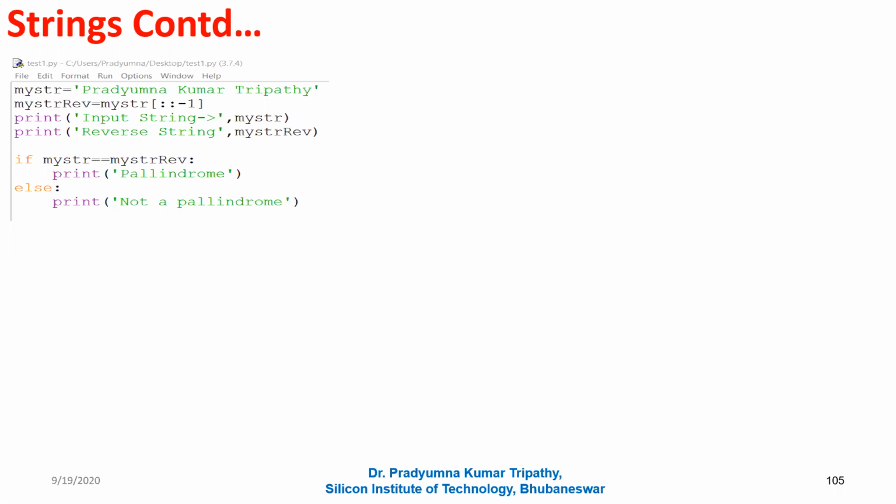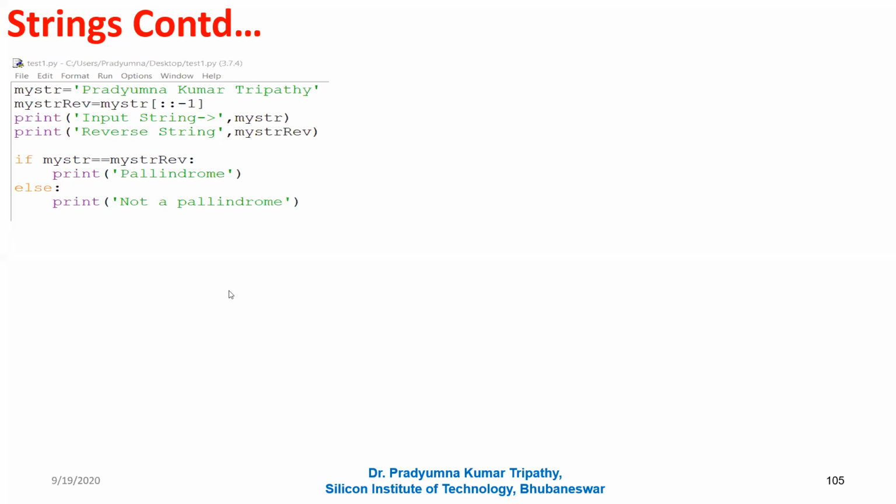How beautiful it is being done. I simply write no start, no stop, I just give the step value -1. So it understands that as the value is -1, it is in decreasing order. So it will start from the end and store it in another string. So this is my input string and this is my reverse string. If I want to check whether it is a palindrome or not, it is simple, I can check it by using some comparison operator.